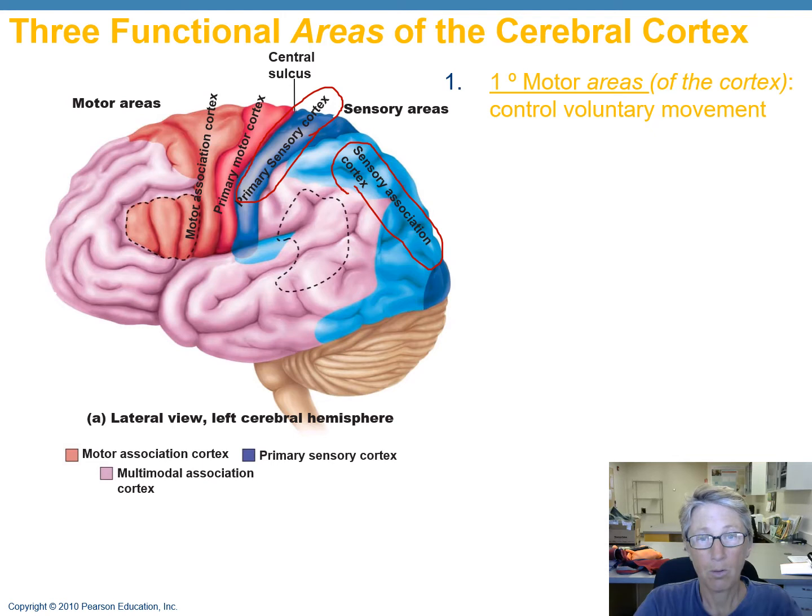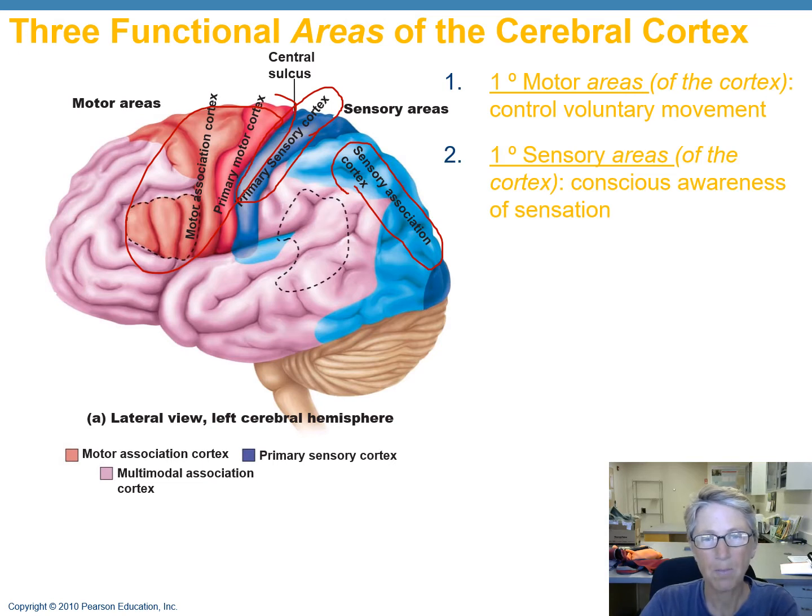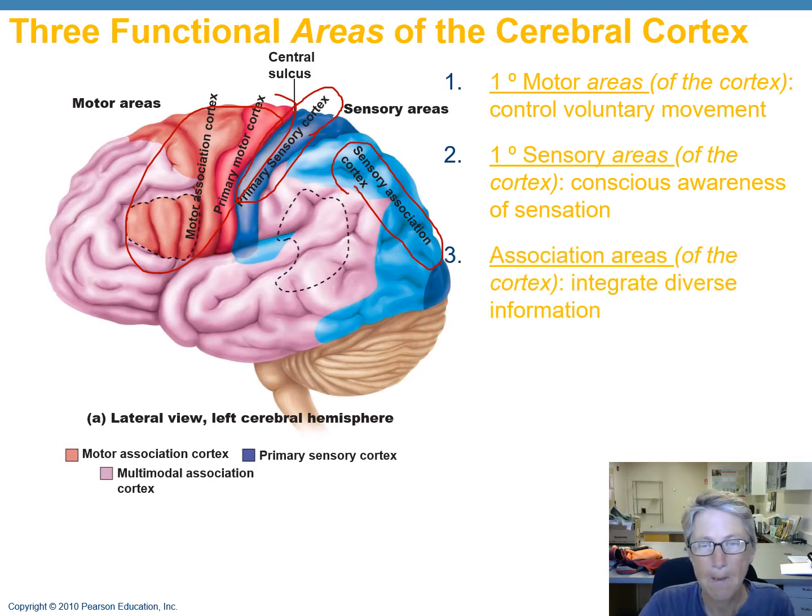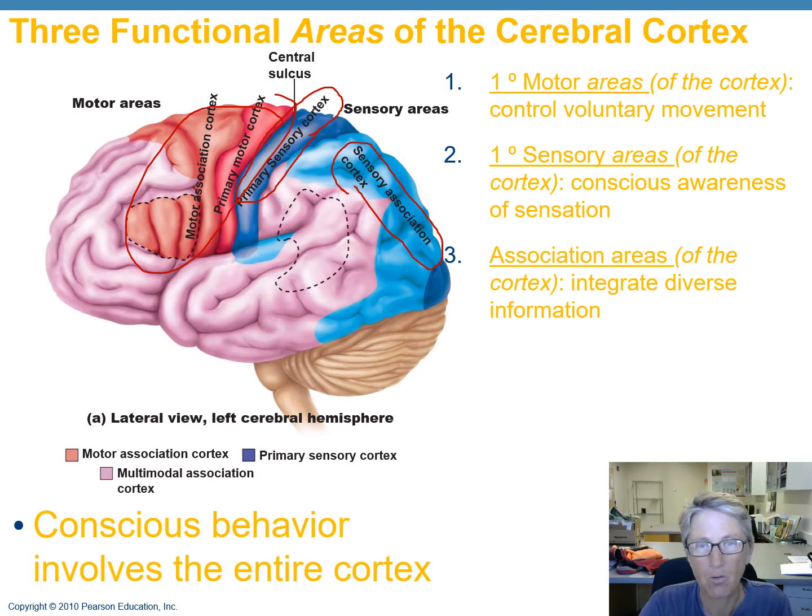In the previous video, we looked at the primary motor areas of the cortex, and they control voluntary movement. In this video, we're going to look at the sensory areas of the cerebral cortex, where you get conscious awareness of sensation. And then the association areas will integrate all sorts of information from the motor and sensory cortices.